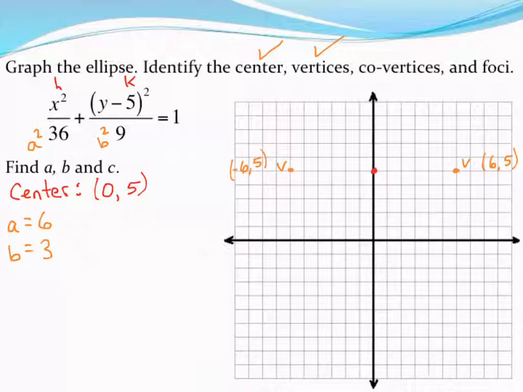All right, next up, let's plot the b value. Since the b value, the smaller number, is under the y, I'm stretched less in the y, or vertical direction. So I think of it as the short radius. The way we'd graph a circle, we'd have 2 radii. It's just they're different lengths in an ellipse.